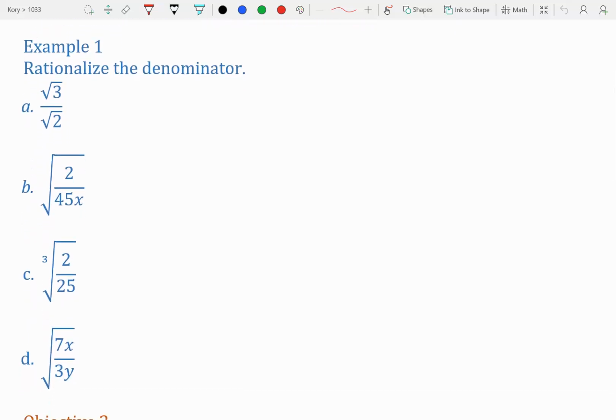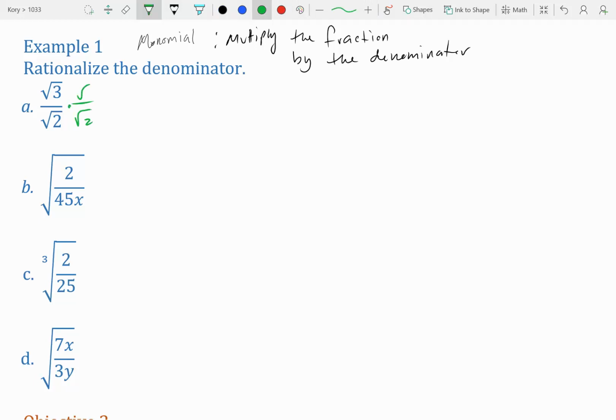So when you rationalize a denominator and it's a monomial, you multiply the fraction by the denominator. So for our first one, we are going to multiply our fraction by our denominator. So square root of 2 over the square root of 2.